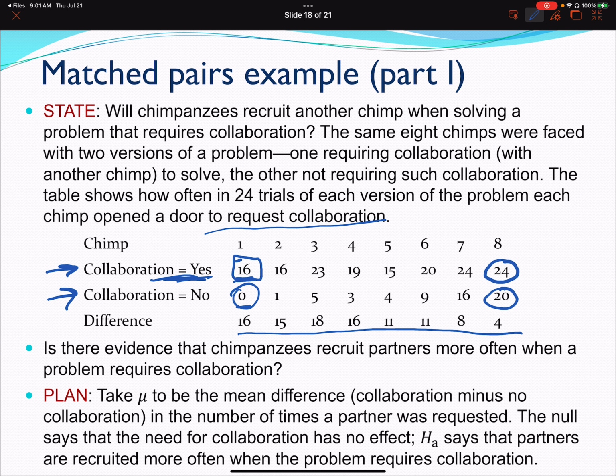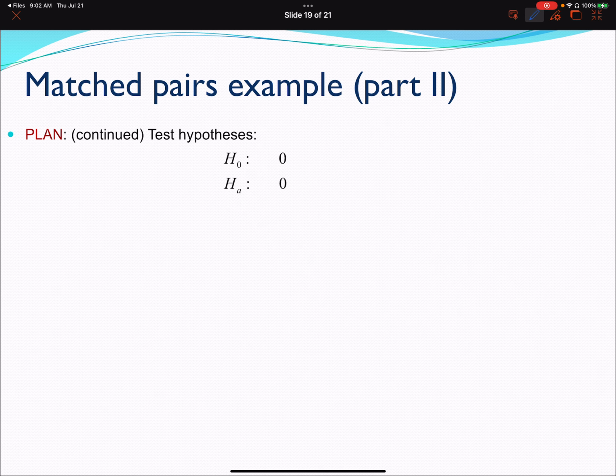We plan to take mu to be the mean difference. Then we calculate our mean, x bar, the number of times a partner was requested. The null says the need for collaboration has no effect, and the alternate hypothesis says that partners are recruited more often when a problem requires collaboration. We stated our problem, now we need to plan. Our plan is to test the hypothesis that mu equals 0, so there's no difference, against the alternative that there is a greater difference.